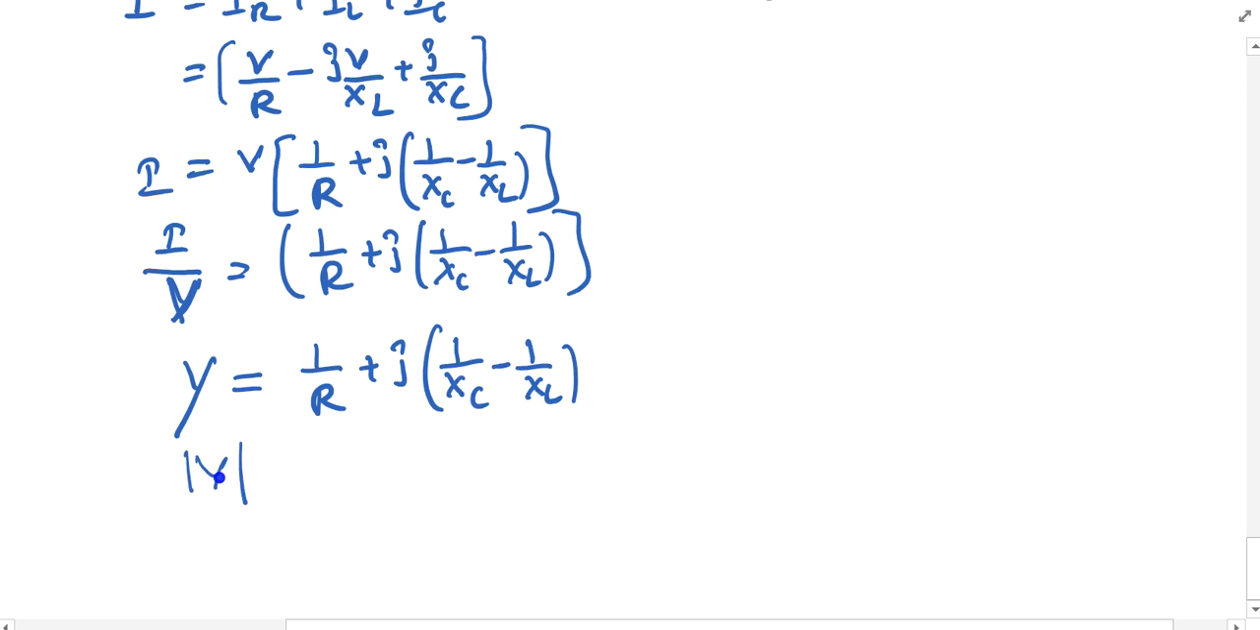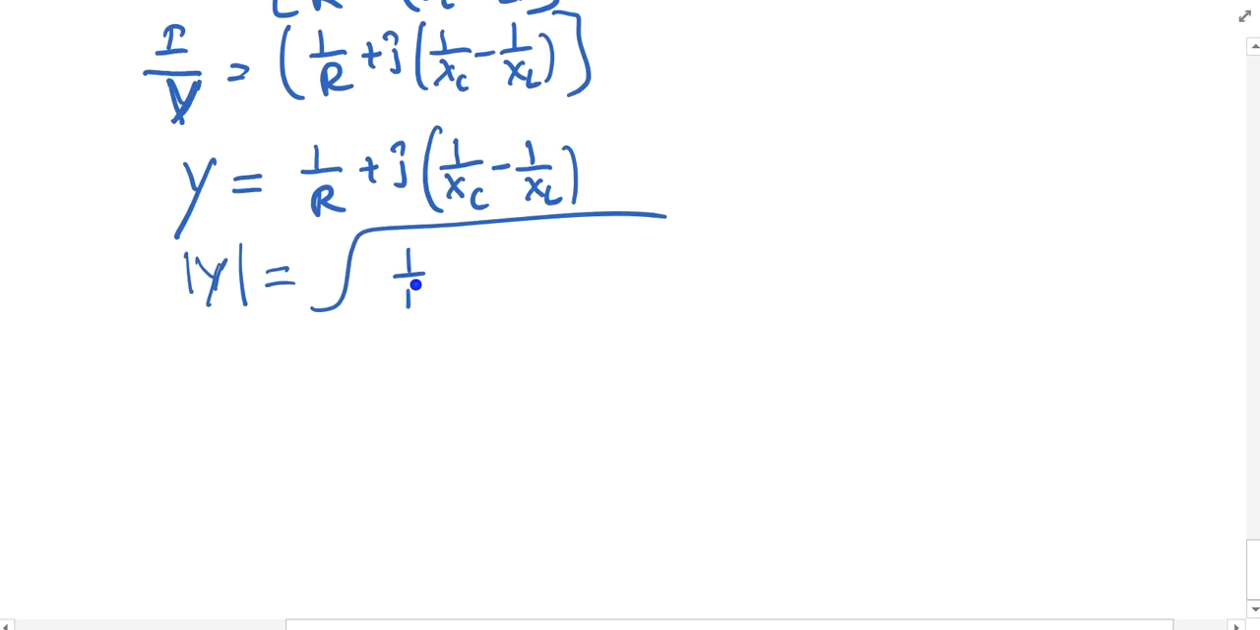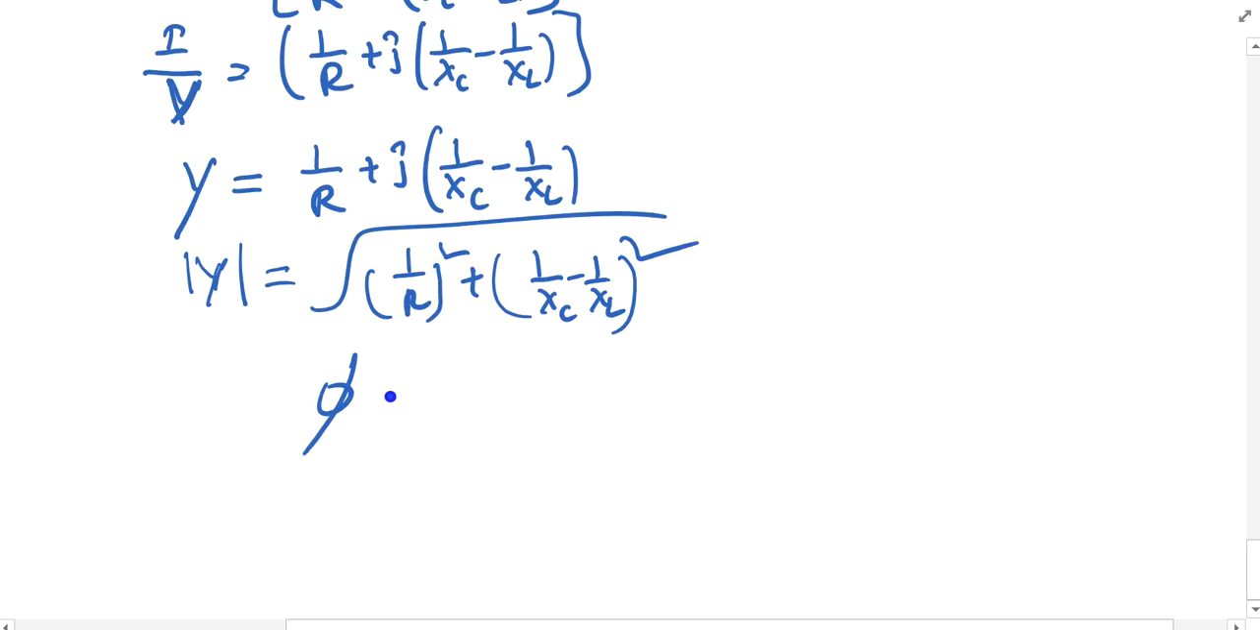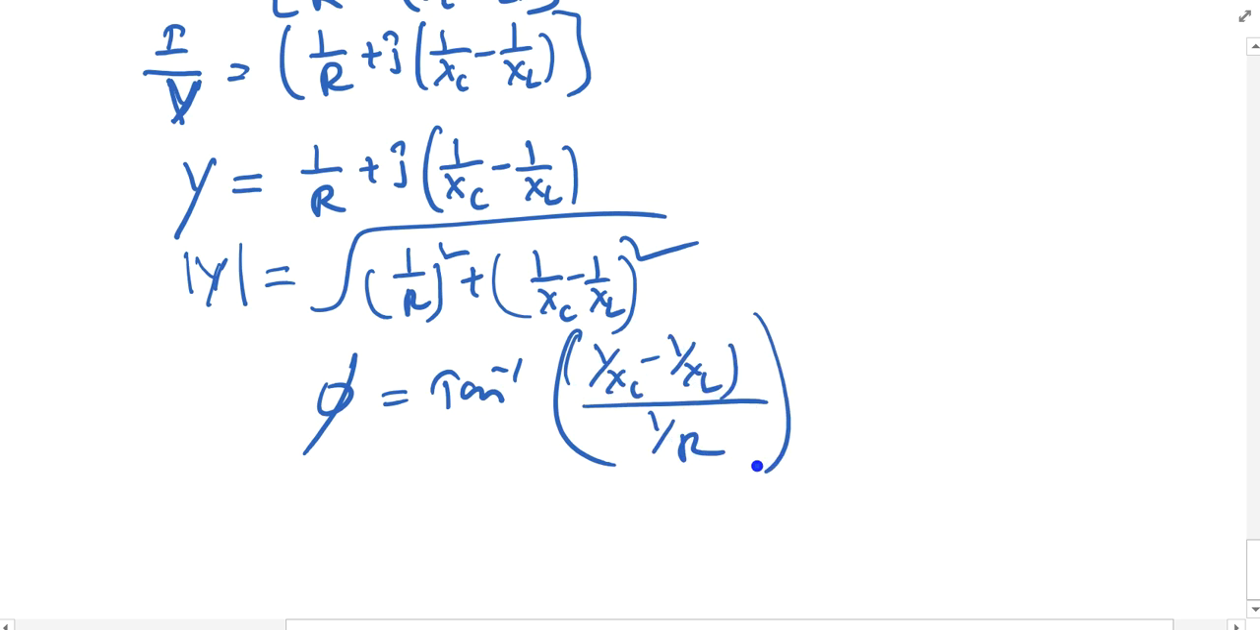What is the magnitude of Y? It is nothing but the square root of 1 by R square plus (1 by XC minus 1 by XL) whole square. So this is what we want to find. What is the phase angle? Tan inverse of (1 by XC minus 1 by XL) by 1 by R. So these are the different analyses you can do to solve any network.